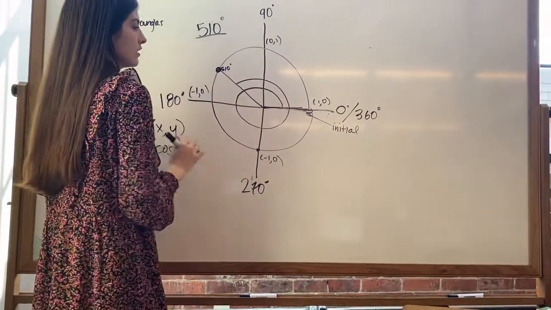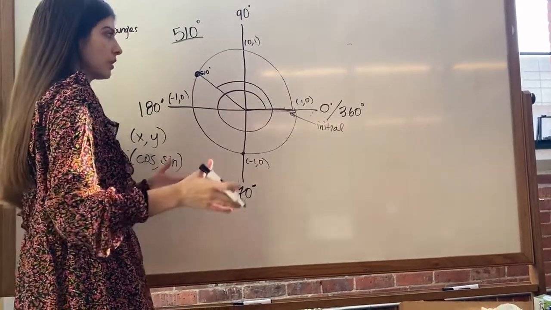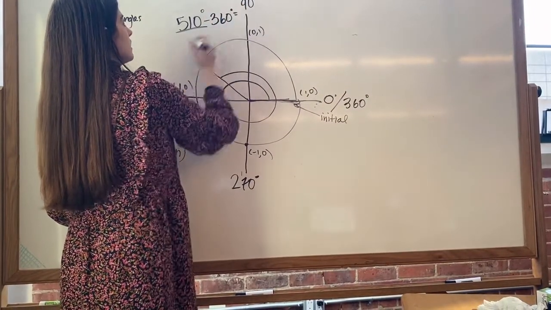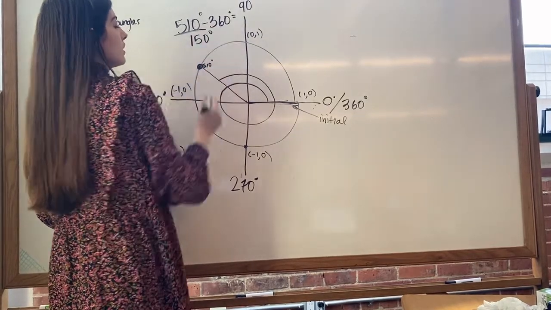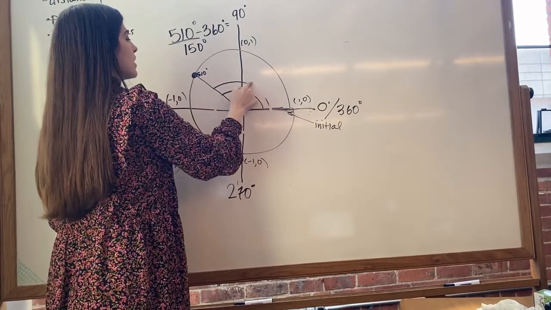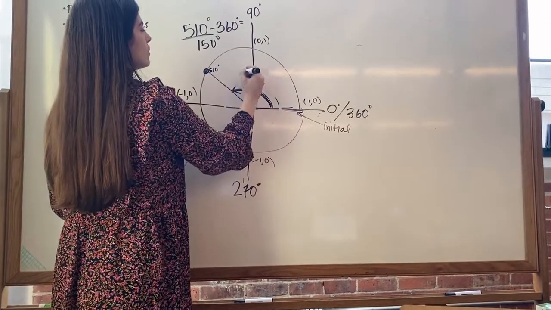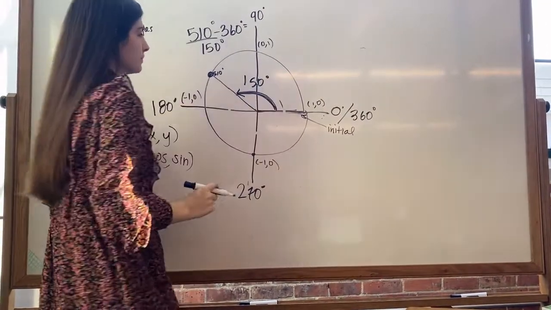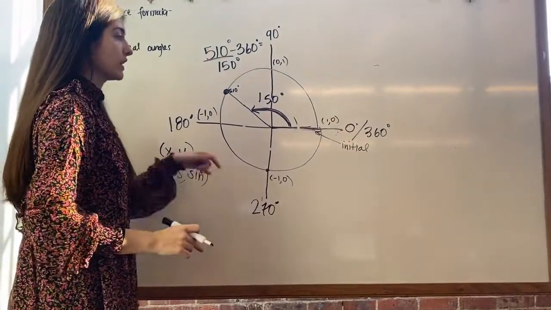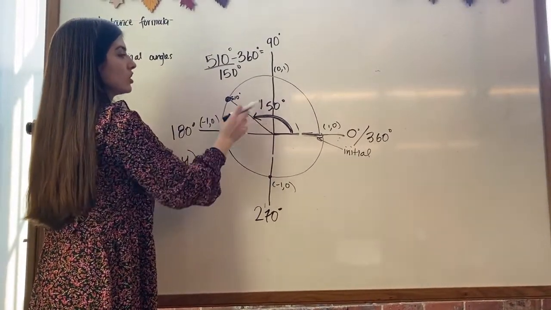Here we have 510 degrees. If we want to know what this point is on the graph, it will be easier to just find the coterminal. So all we're going to do is take 510, subtract 360, and we'll get 150 degrees. So what does that look like on here? All we're doing is subtracting this right here. We're subtracting our 360, and we're left with this angle right here, which is 150 degrees. So that means that if we want to find the cosine or the sine or the tangent of 510, it's going to be the exact same thing as the cosine, sine, or tangent of 150.